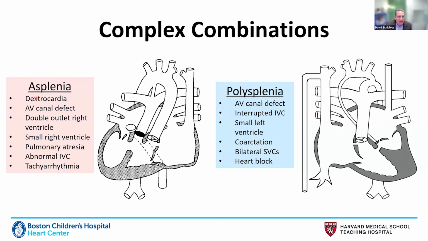So for example, in asplenia, it's not uncommon to see dextrocardia with an AV canal defect and double outlet right ventricle, and maybe one ventricle is small, and maybe there's blockage to the lung blood flow, and maybe there is a fast heart rhythm. In contrast, in polysplenia, we might see that interrupted inferior vena cava. We may see blockage to the systemic outflow or the body flow. And we can see that heart block, the heart rhythm disturbance that I just mentioned.